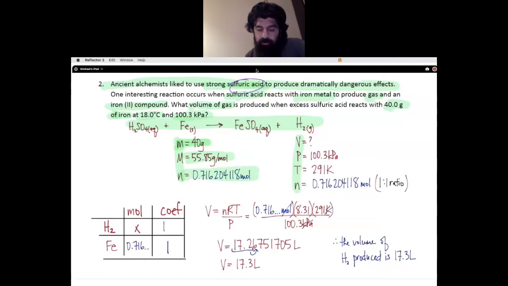So we use the table here. It's a 1-to-1 ratio, so the number of moles doesn't change. All right, so I've got my moles. I've been given a temperature, 18 degrees Celsius, which I always convert to Kelvin, and 100.3 kilopascals. There is our pressure. So we substitute it into this formula here, do our multiplication and division, and we are left with a volume that is 17.3 liters. So therefore, the volume of hydrogen gas produced is 17.3 liters.